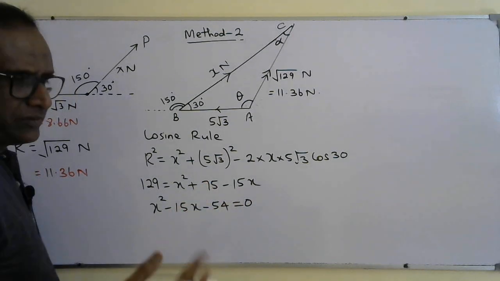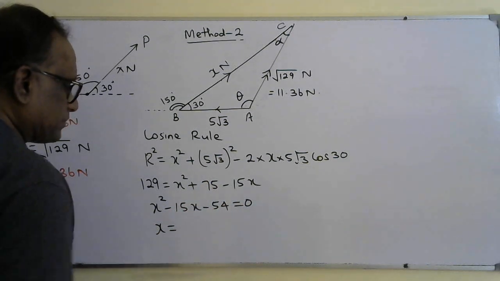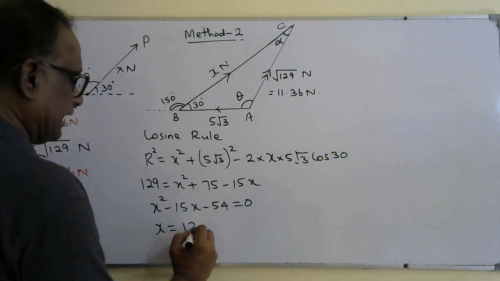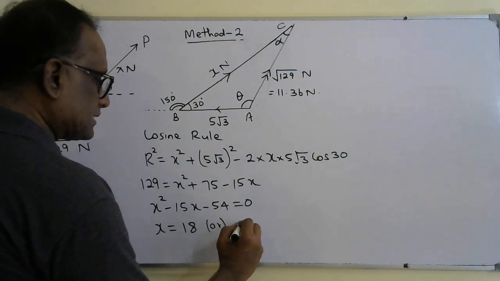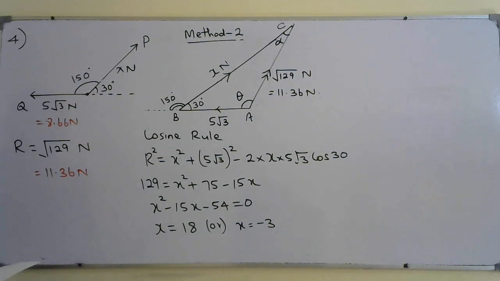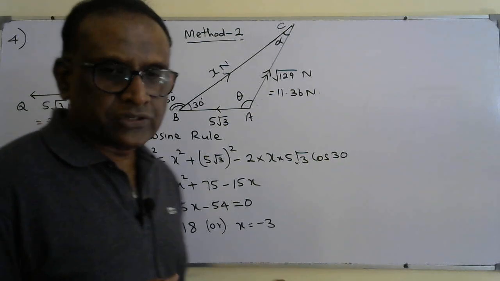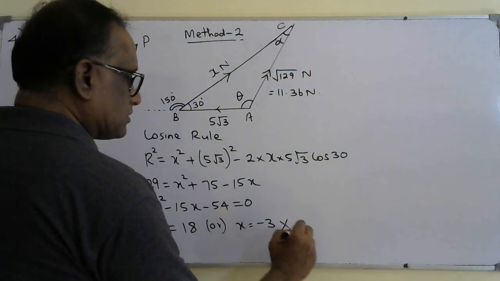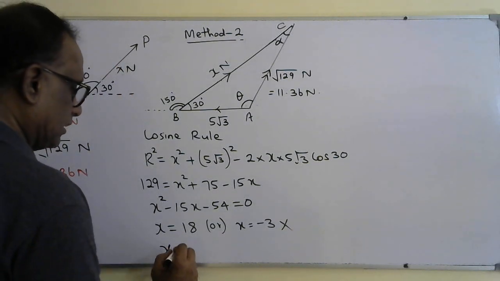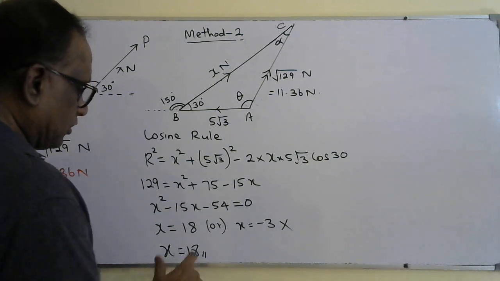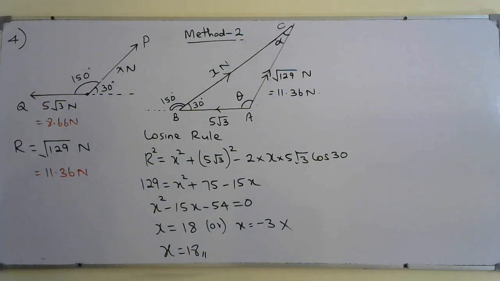You can factorize it, but it's a waste of time. You can find the value of x by using a calculator. You will get the value of x as 18 or x as minus 3. Here, x is minus 3 is not acceptable because x is a magnitude. Magnitude can't be negative. Magnitude means the numerical value can't be negative. So this is not the case. So x is equal to 18. Right, we found that one.